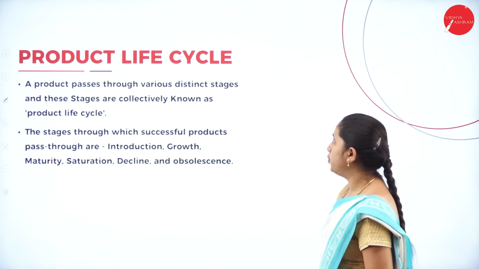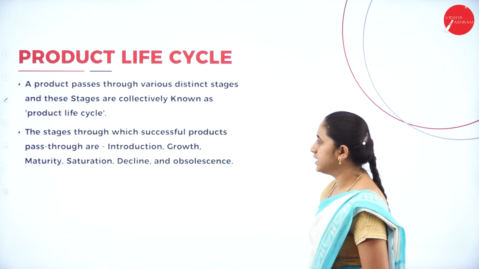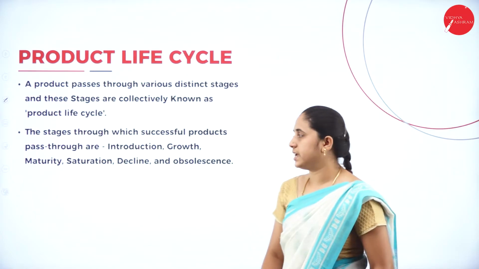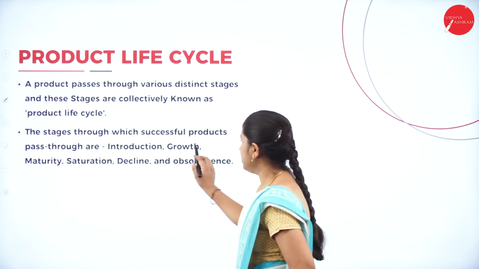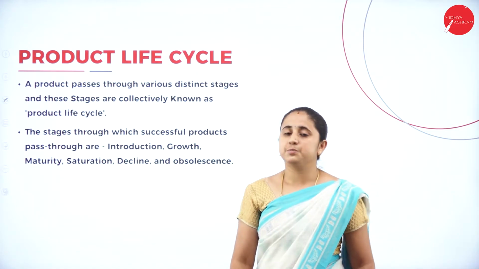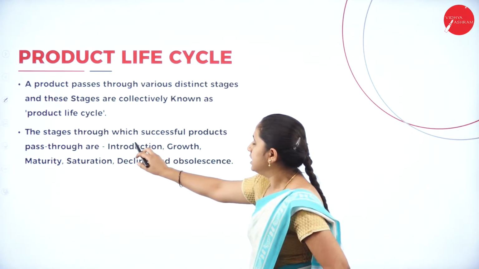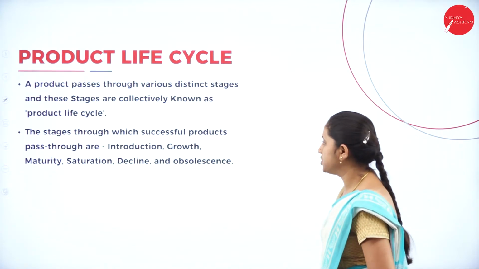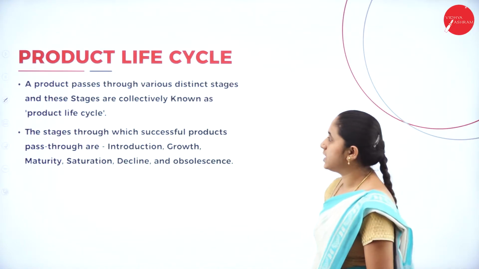A product passes through various distinct stages, and these stages are collectively known as product life cycle. The stages through which a successful product passes are introduction, growth, maturity, saturation, decline and obsolescence. That means the product life cycle stages run from the initial stage till the death: introduction, growth, maturity, saturation, decline and obsolescence. So these all are the stages of product life cycle.